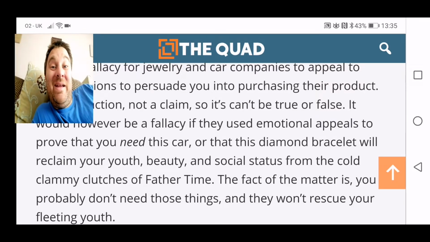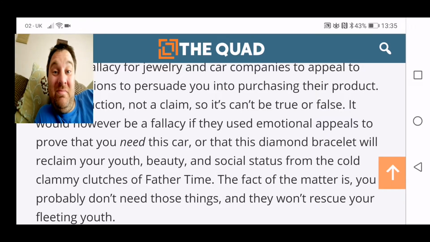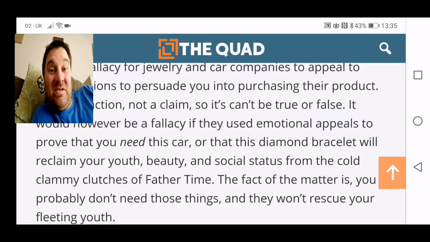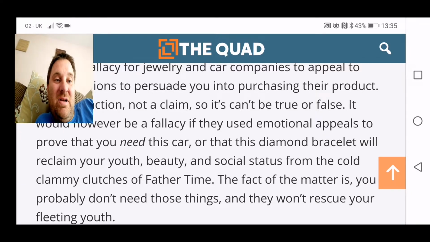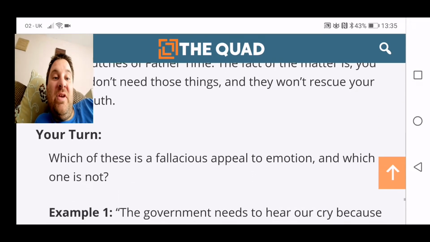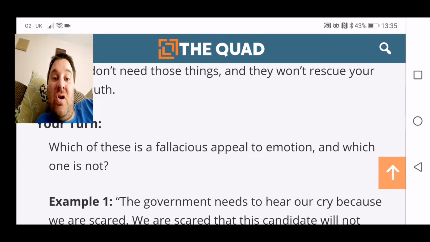Time, there you go again, it's a man-made construct. There's no such thing as time, really. It's just a man-made construct. The fact of the matter is, you probably don't need those things, and they won't rescue your fleeting youth. Which of these is a fallacious appeal to emotion and which one is not?